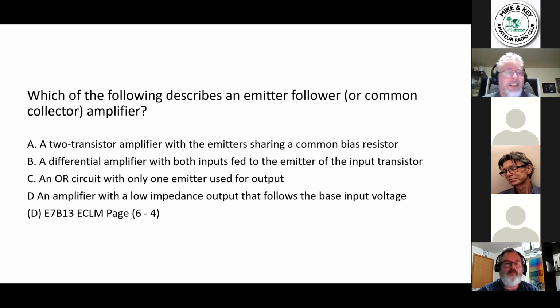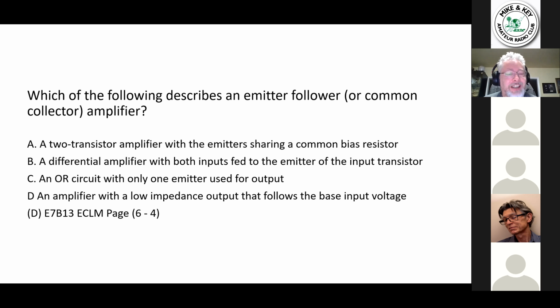So the correct answer on this one, wow, I'm just batting 1,000. Delta, an amplifier with a low impedance output that follows the base input voltage.